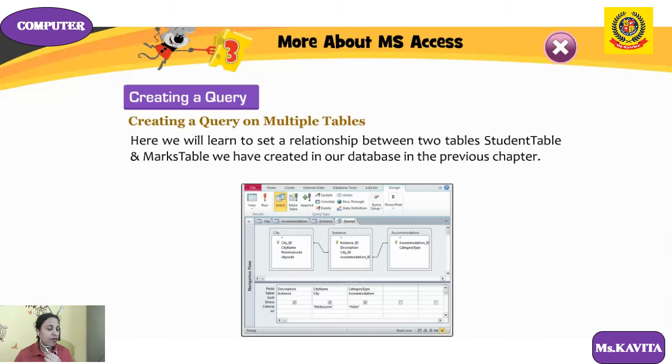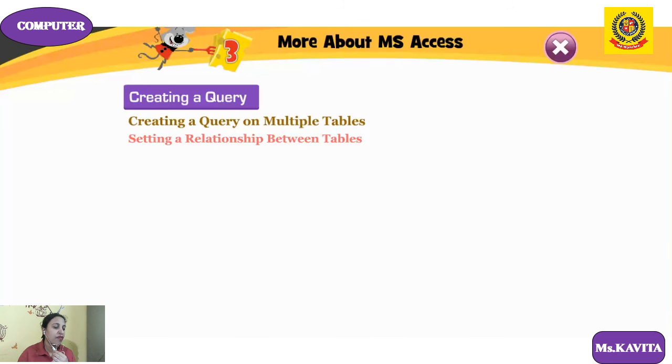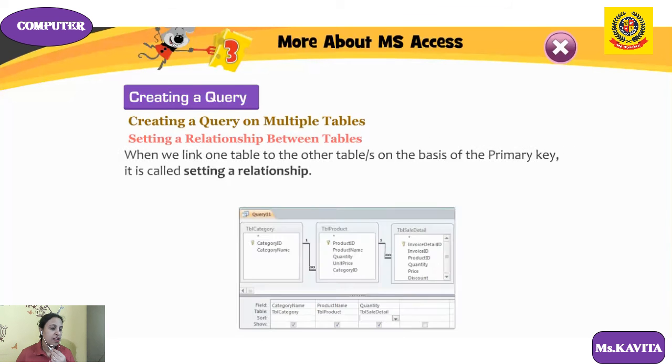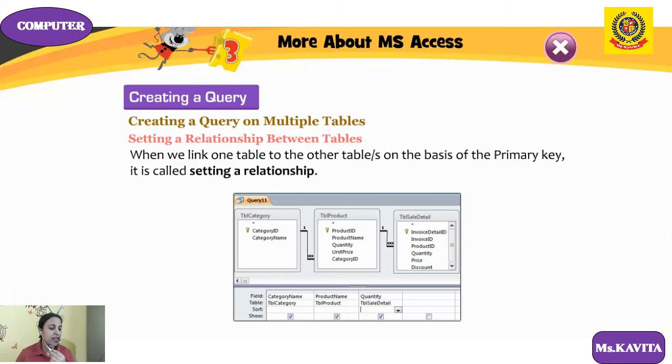So here we will learn to set a relationship between two tables, the student table and the marks table we have created in our database. Two tables have been created, one is the student table, one is the marks table. Now, setting a relationship between tables.